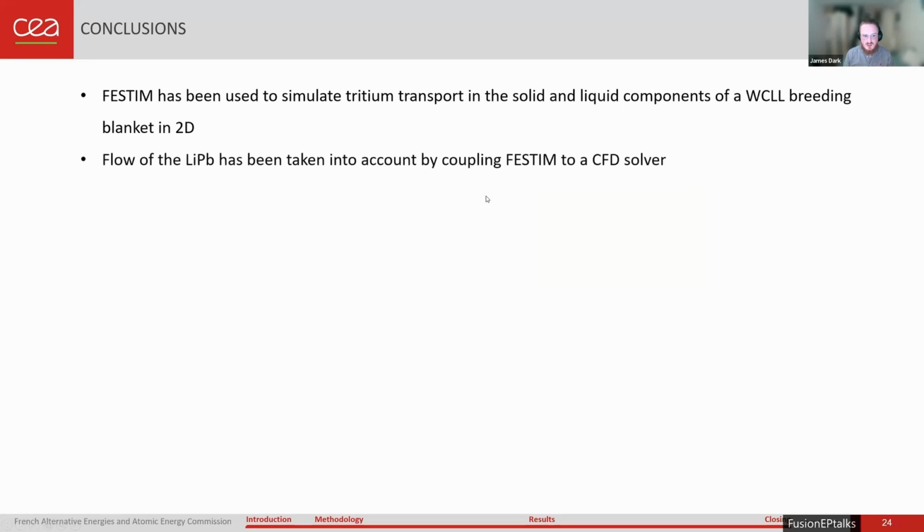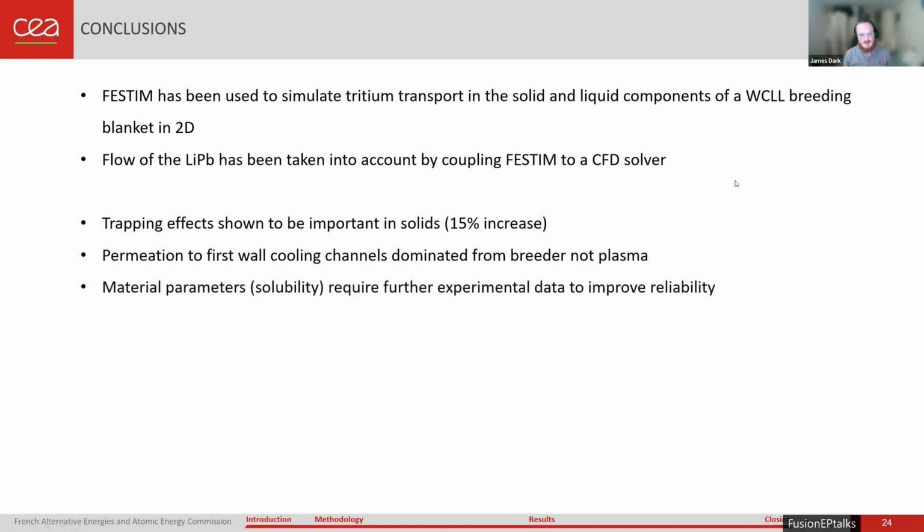And yeah, so just in conclusion, FESTIM's been used to simulate tritium transport in both the solid and liquid components of a WCLL breeding blanket. And we accounted for the flow of the lithium breeder by coupling FESTIM to a CFD solve. And so yeah, trapping effects have been shown to be particularly important in the solid parts of our structure, with a 15% increase in total tritium inventory in our structural materials.